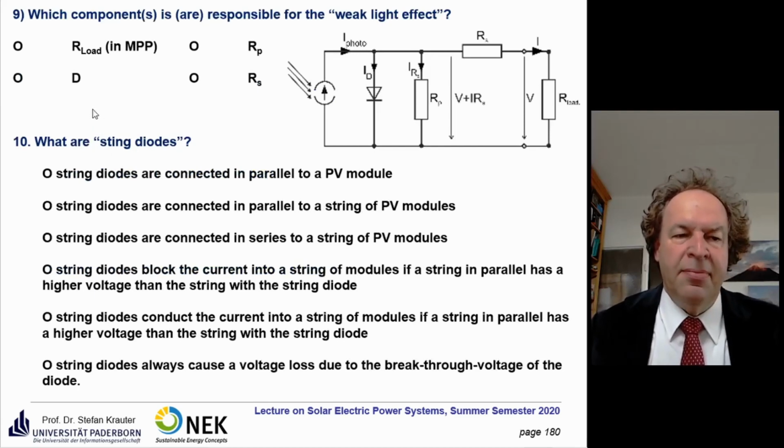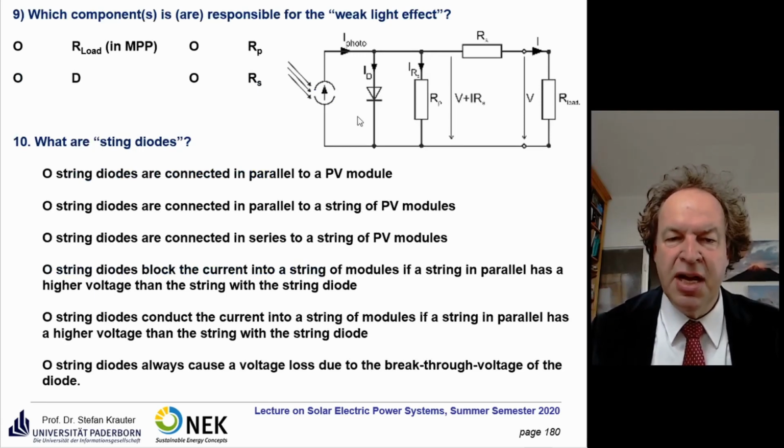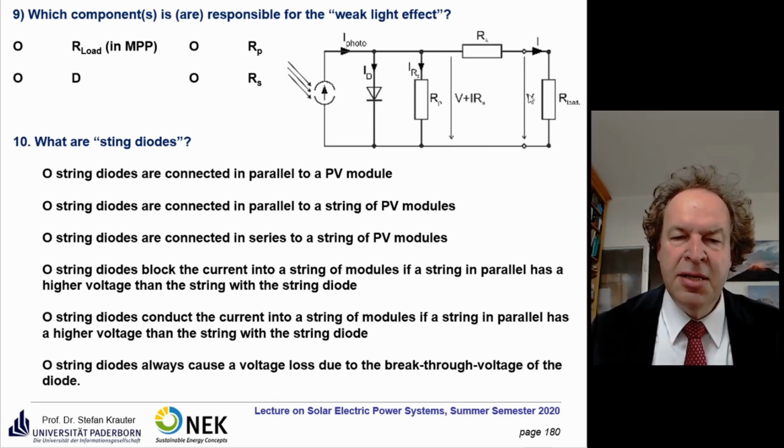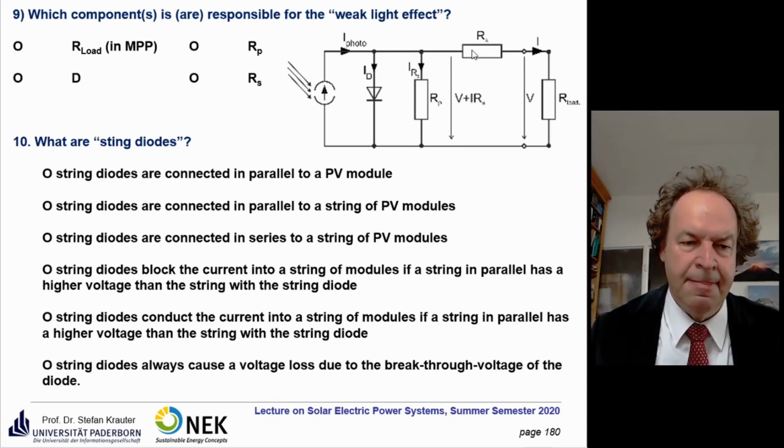So ninth is which components are responsible for the weak light effect. So this is the equivalent circuit, and you should here decide which components are responsible for the weak light effect. So is it the load here? Is it the RP here, or the diode, or the series resistance?